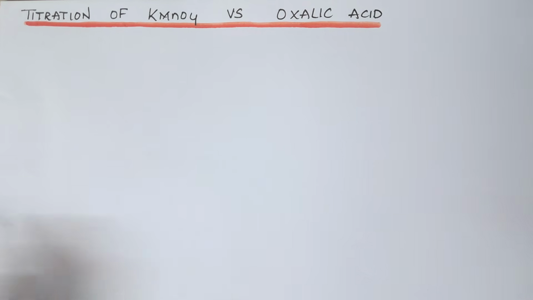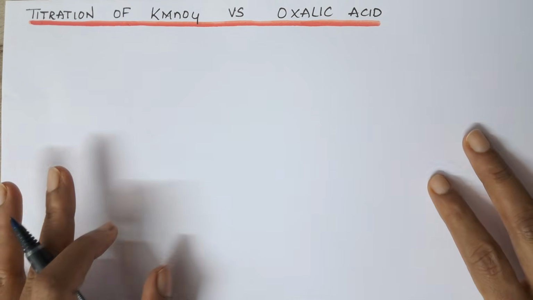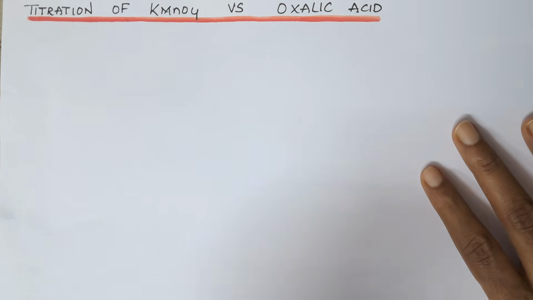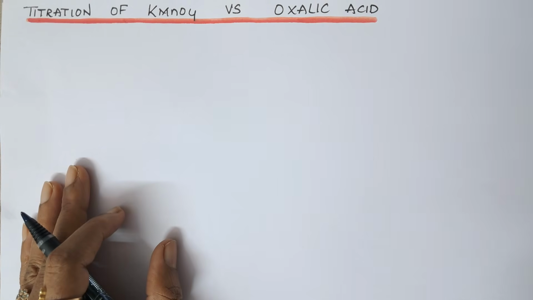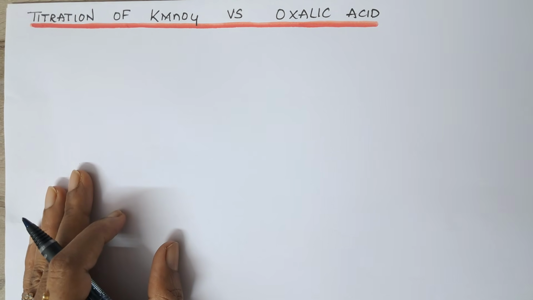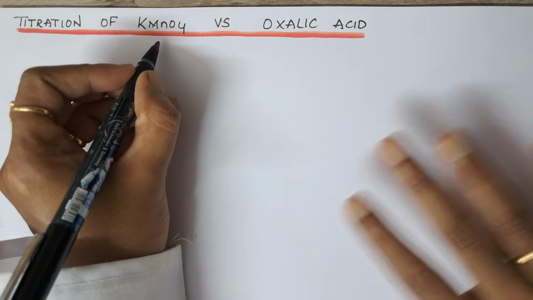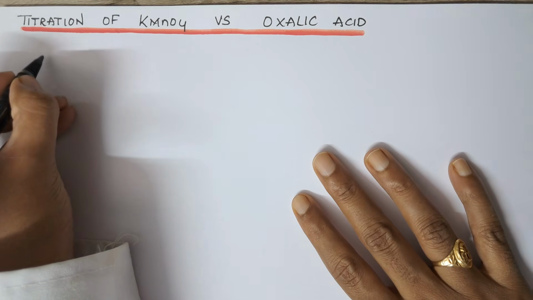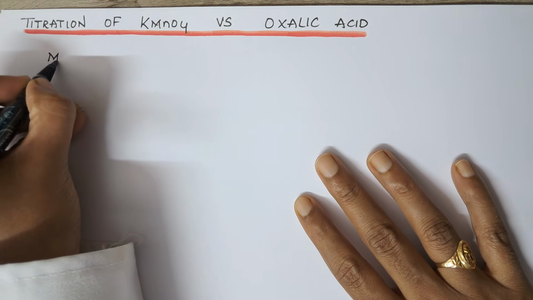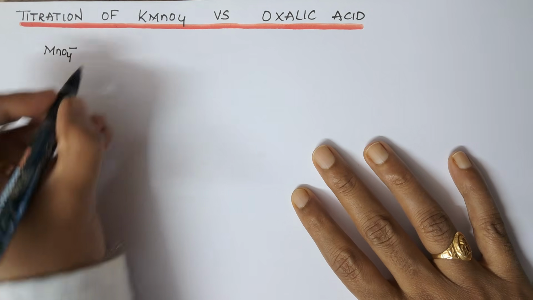Now, let us see titration of KMnO4 versus oxalic acid calculation. Okay, once you listen to this calculation, you will feel very easy. You will finish your lab first when compared to others. Let us see how to do. Here KMnO4 is potassium permanganate. Potassium permanganate dissociates into MnO4 minus. It is called the permanganate ion.